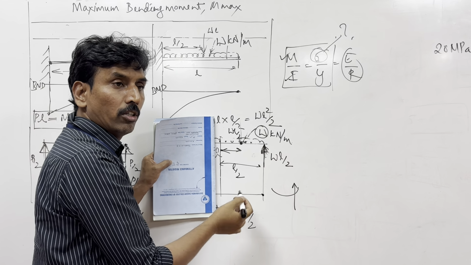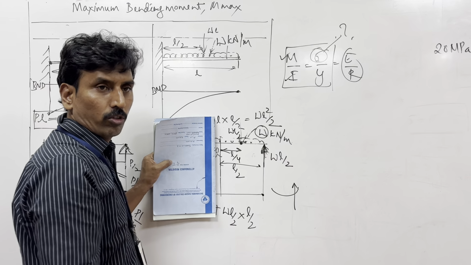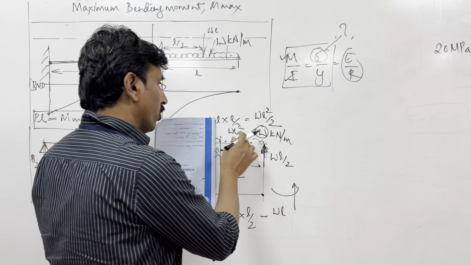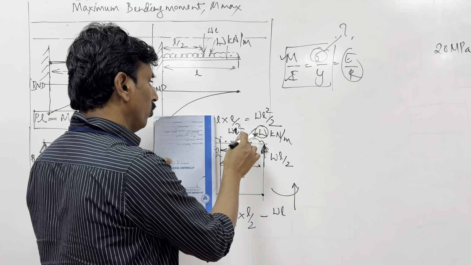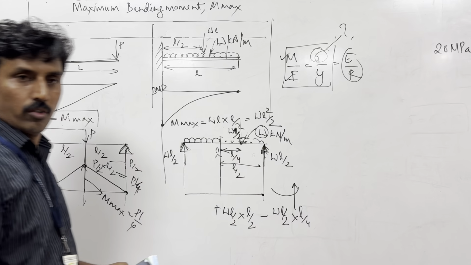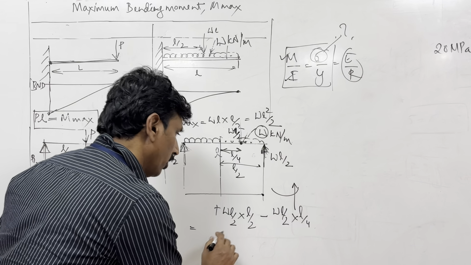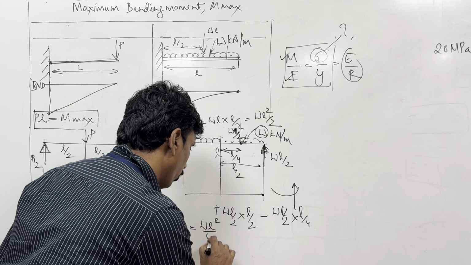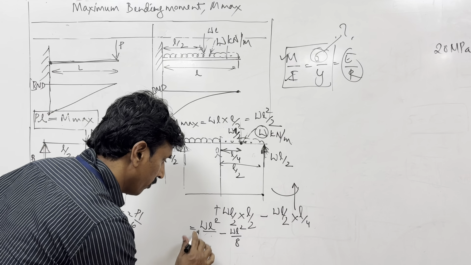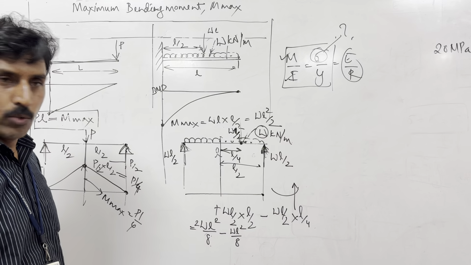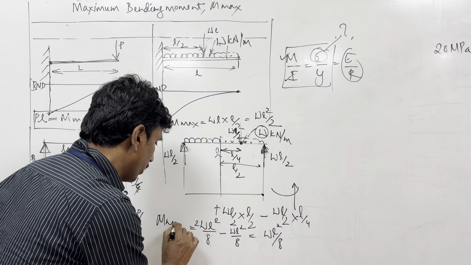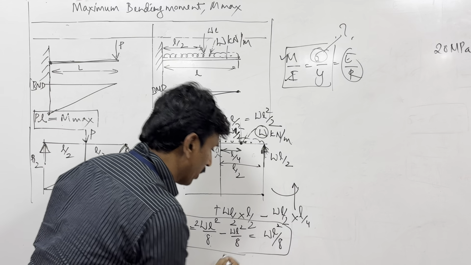Now what is this distance? Can you tell me? It is L by 4. So this is WL by 2 into L by 4. So this is WL square by 4 minus WL square by 8. You can write this as 2 into this one, so what is the value now? WL square by 8. So you can say M max is equal to WL square by 8.